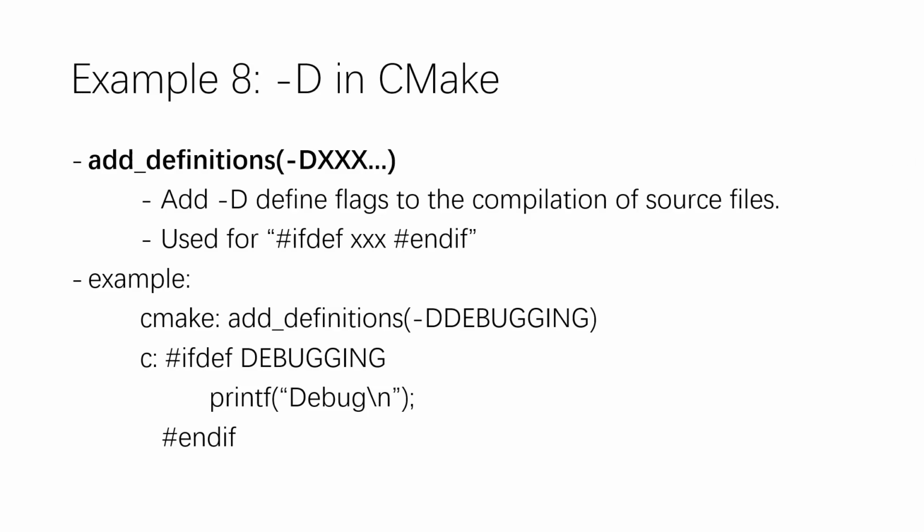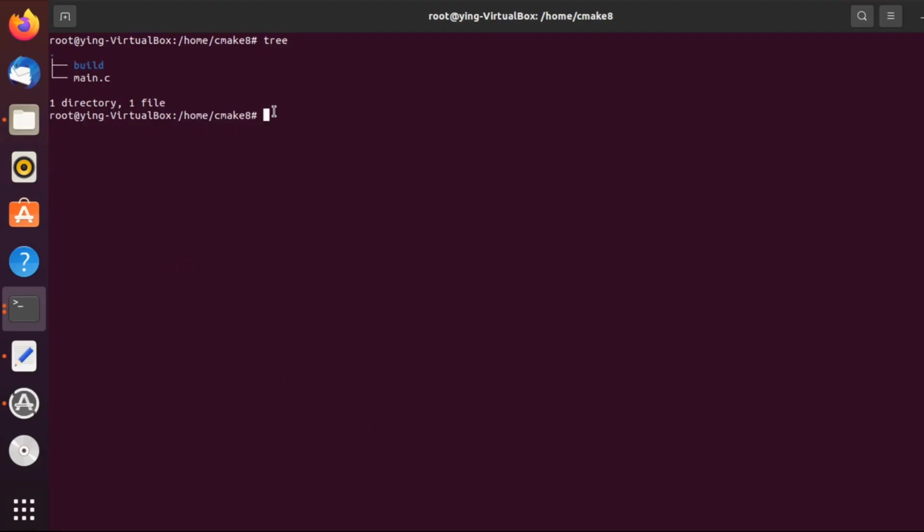Finally, I want to introduce the predefined macros in CMake. In C programs, if we want to print a debug message, we often write it in this way. So how do we define this macro in CMake so that we can print the debug message? We can use add_definitions, -D and the name of our macro. So for this example, we can use add_definitions(-DDEBUGGING), and we will define this DEBUGGING macro, and it will print this message. Let's see the final demo.